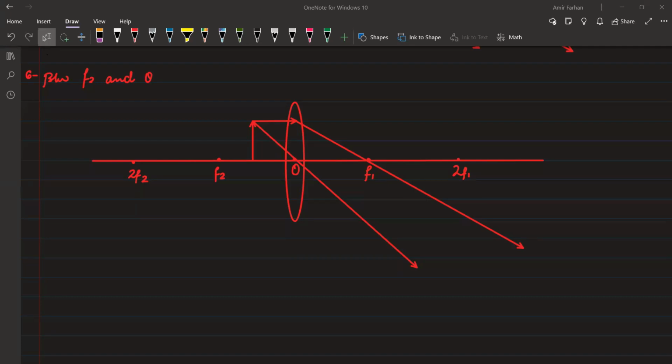Okay. So will there be any real intersection between these two rays? No, sir. So what we will do is assume that if we extend these lines in the backward direction, they are going to meet. So that's why I'm extending the lines.